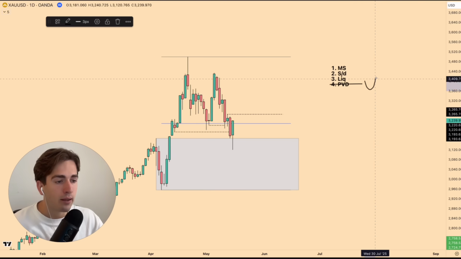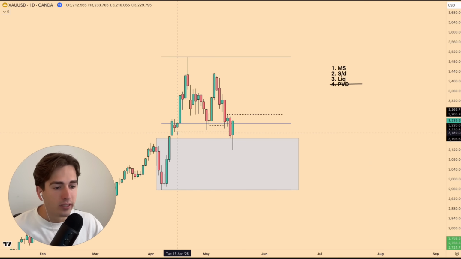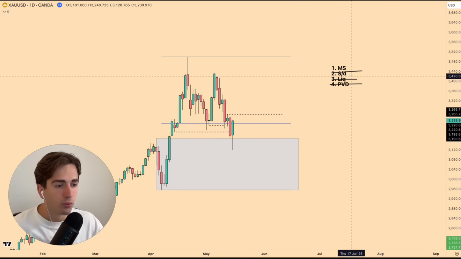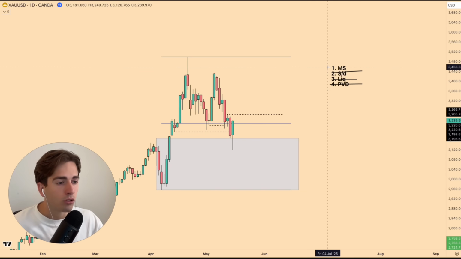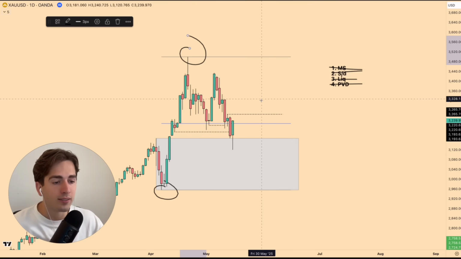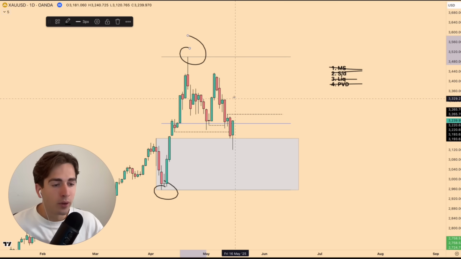The PVD, we've ticked that box off. Now, if we look at liquidity, remember we've taken out this liquidity low, so we've ticked off that box. Supply and demand, we've tapped into a daily demand zone, so we've ticked off that box. And market structure wise, we are bullish from this overall swing low towards this overall swing high. Now, the only piece of confluence that I'm still waiting for is for us to break this dotted line's high.